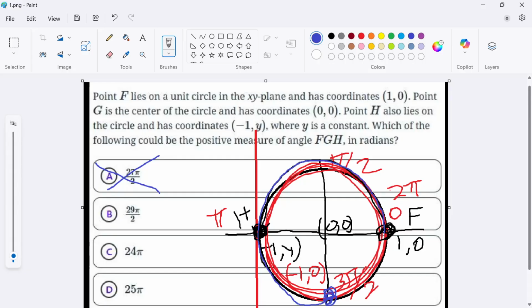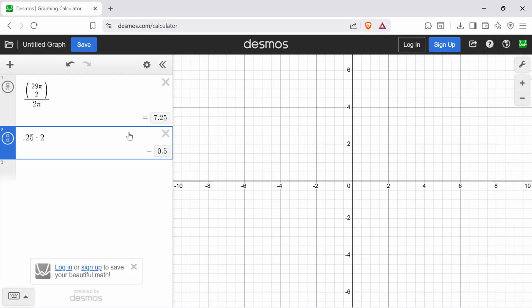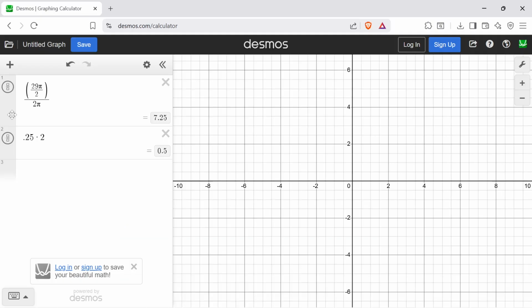That's not at pi. So remember, it talks about coterminal angles. Sine, cosine, tangent, the unit circle keep repeating over and over. So I want to get pi away from the origin. All right, 29 pi over 2 divided by 2 pi. I'll just change this one to 29 pi over 2 divided by 2 pi, 7.25. The remainder is 0.25 times 2 is 0.5. So this one goes around 7 times, and then another quarter of the way around, which is pi over 2. That's not at pi. That one's out.